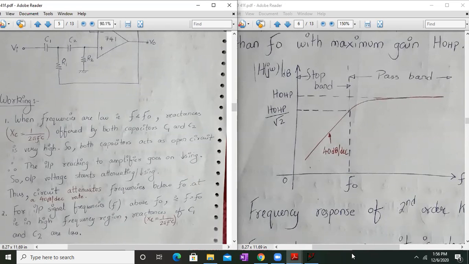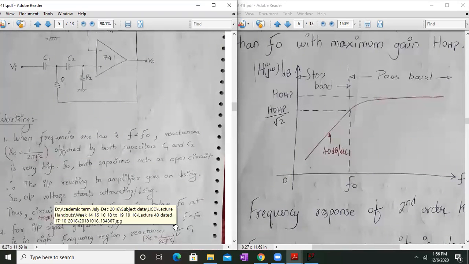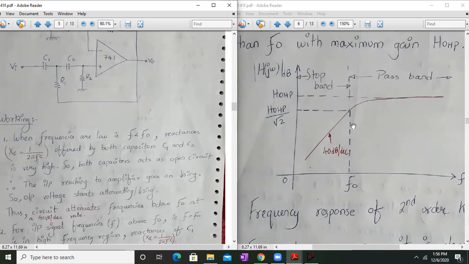As you can see very clearly, when the frequencies are very low, the reactance offered by both the capacitances is pretty high, and both the capacitors will behave as open circuit. So the input reaching the amplifier goes on reducing. So the output voltage starts attenuating when you go lower and lower in frequency. So as the frequency becomes lower and lower, the input reaching the amplifier goes on reducing. So that's what the response is, right?